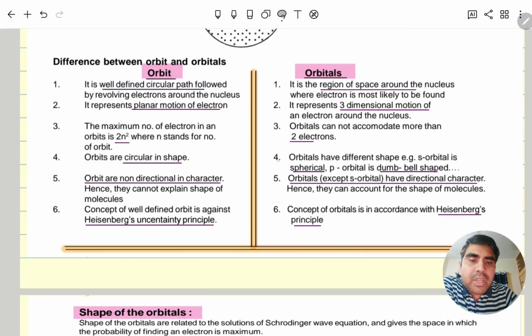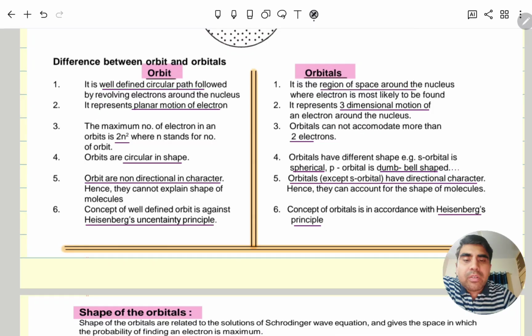Each orbit's shape is circular only, whether first orbit, second orbit, any orbit. Whereas orbital shape is different: s-orbital is spherical, p-orbital is dumbbell. Orbit is non-directional in character, but orbitals, except s-orbital, are all directional, like px, py, dx square minus y square, and so forth. Orbit is not consistent with the Heisenberg uncertainty principle, whereas orbital is consistent with it.